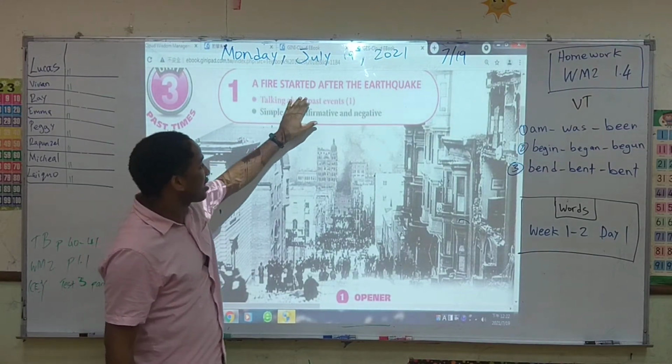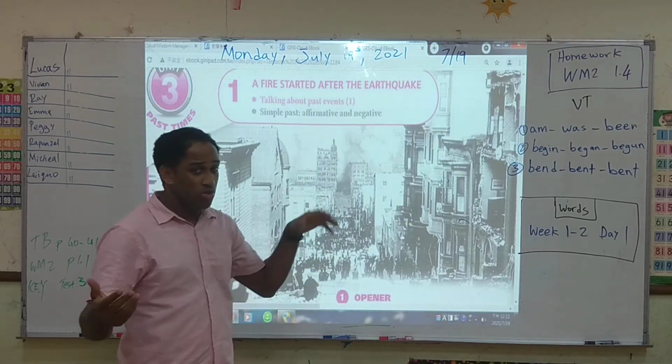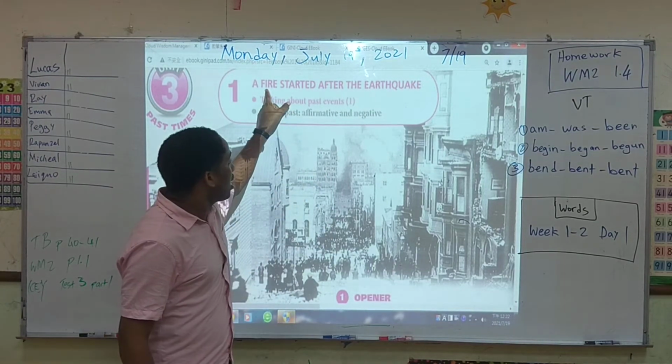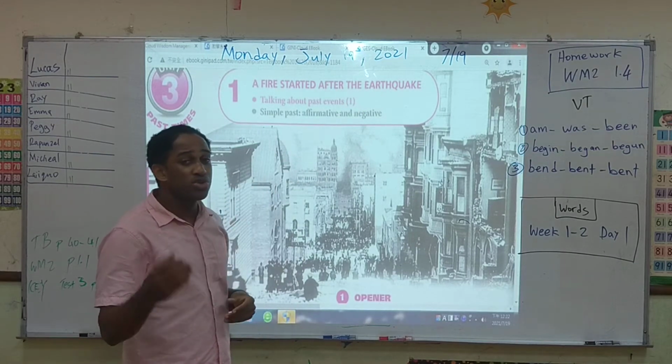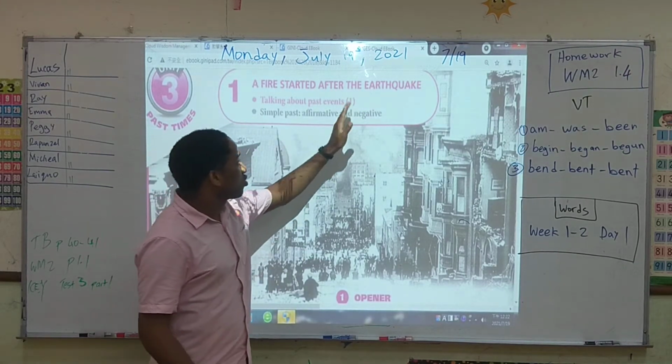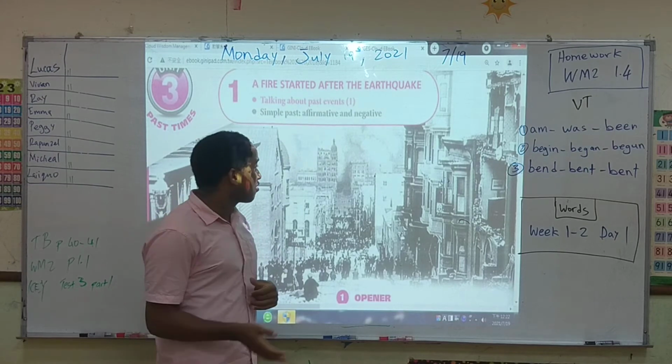So the fire started after the earthquake. Which one happened first, the fire or the earthquake? Very good. So the earthquake happened first, and after the earthquake, there was a fire.